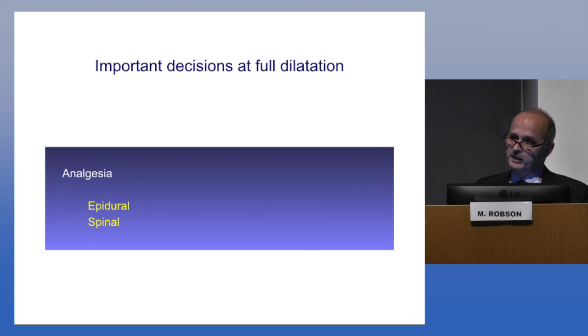Analgesia is very important, and again, if you're going to do a delivery vaginally, operatively, you have to make sure you've got adequate analgesia. A lot of people feel it's inappropriate to give epidural or even indeed spinal in the second stage of labor.